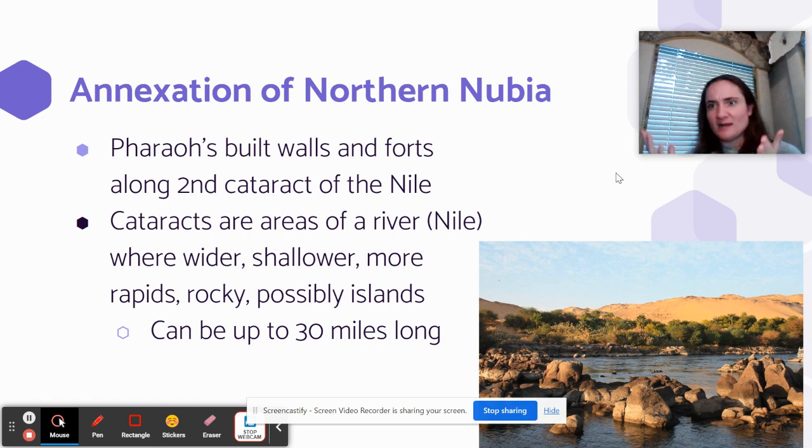The Mississippi River has cataracts. I want to say Lake Pepin is considered a cataract. Anyway, besides that point, the Nile has a lot of cataracts, and they can be up to 30 miles long.